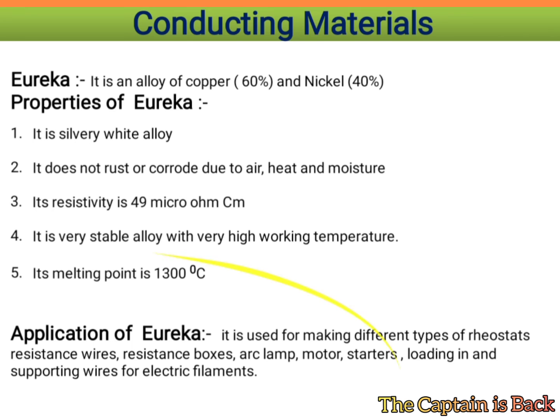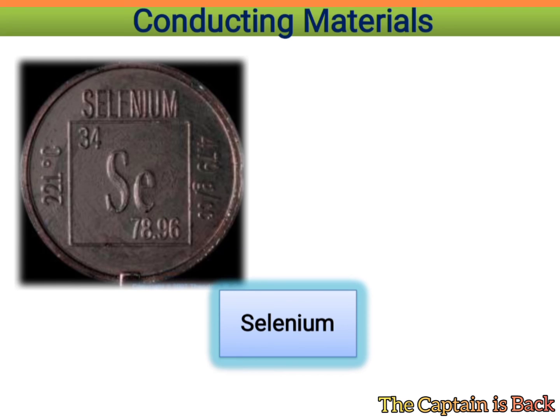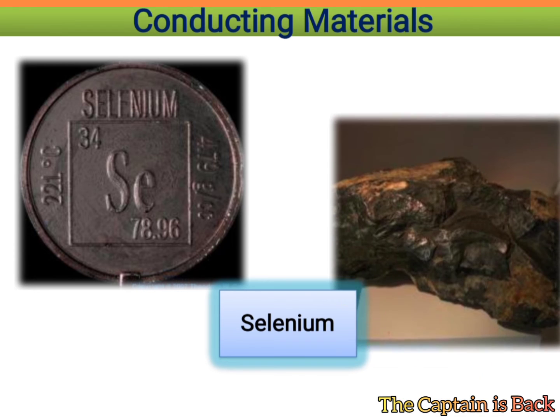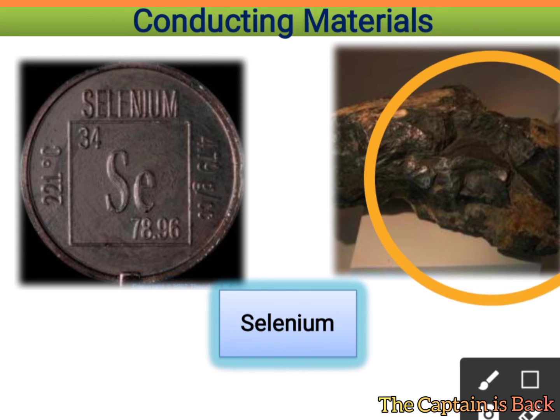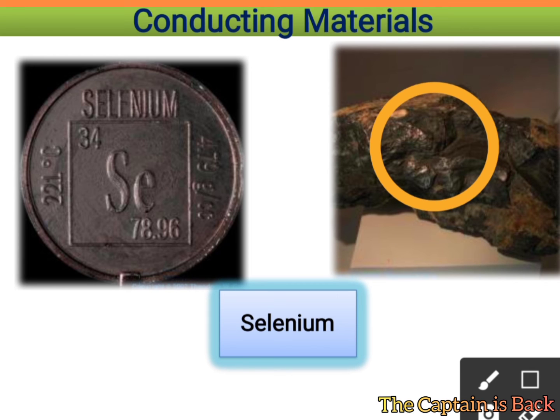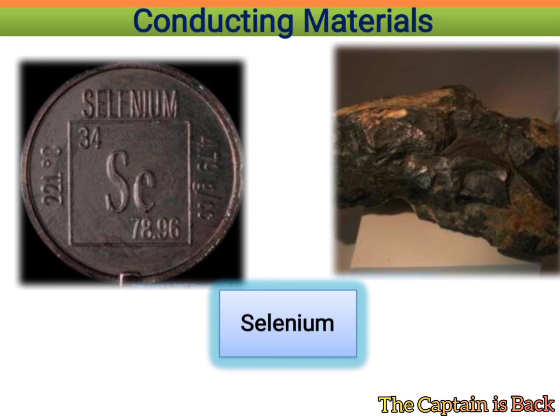Okay, let's go ahead. Selenium. This is a very nice picture of selenium converted into a coin type. You see this is how it is available. If you see in the diagram, selenium is normally available in this format, like this. And then it's converted into this, a coin or some other things. Let's try to understand its properties.